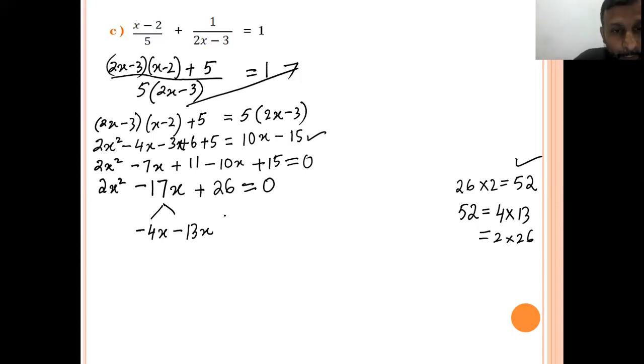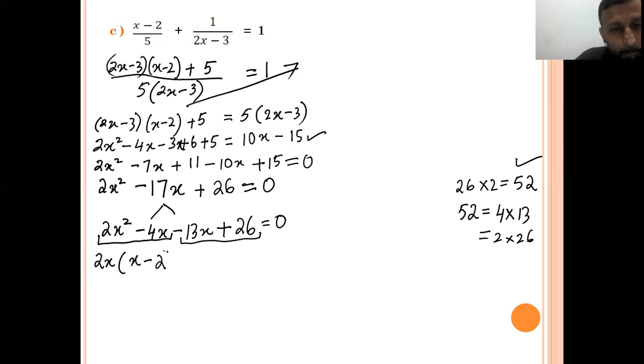So now, the two extreme numbers will be the same, plus 26 equals 0 and 2x squared as it is. Now, I'm going to make two pairs and I'm going to take out something common from these two pairs. All right, from the first pair, it's 2x common. So x minus 2. From the last two numbers, I can see 13 common or negative 13 common. So again, x minus 2 equals 0. x minus 2 is again common, boys and girls.